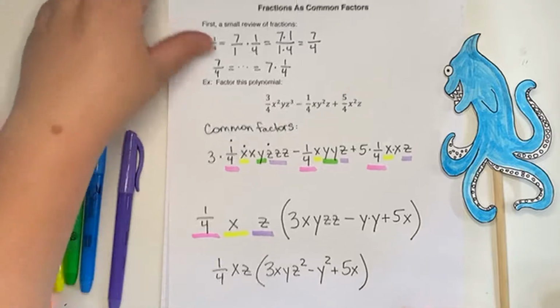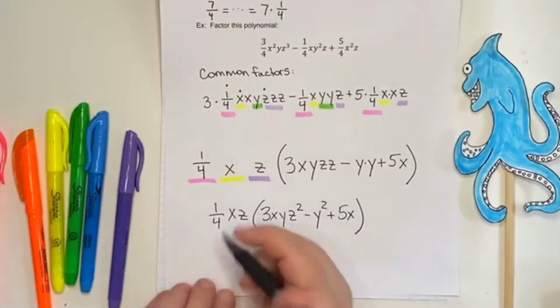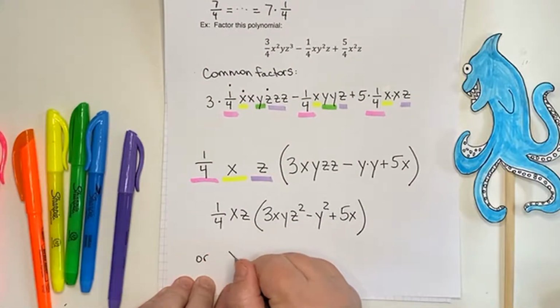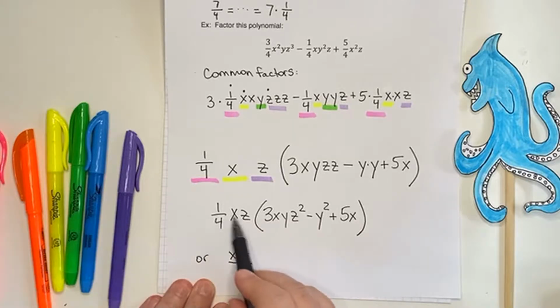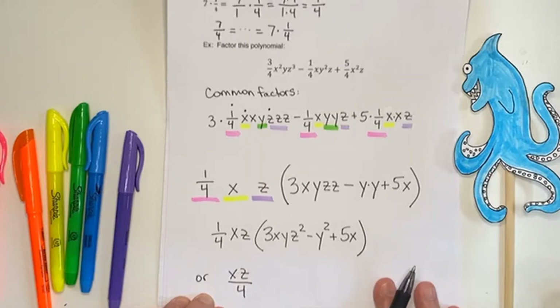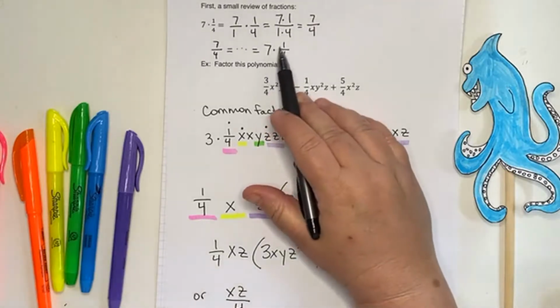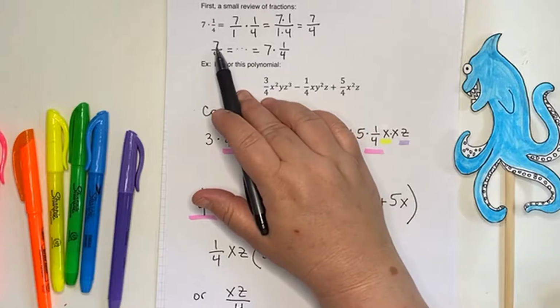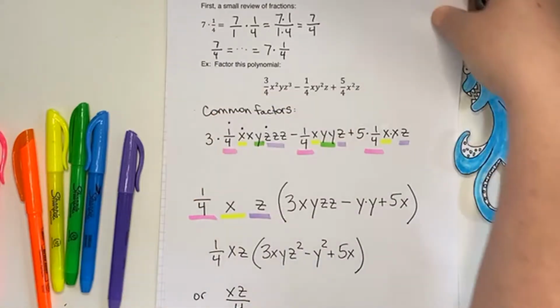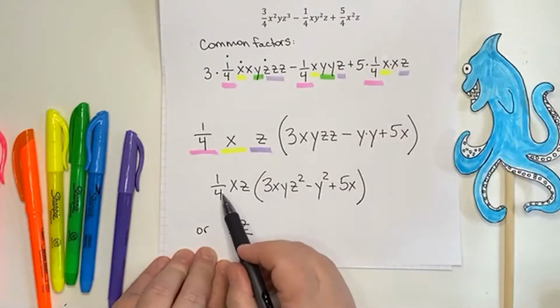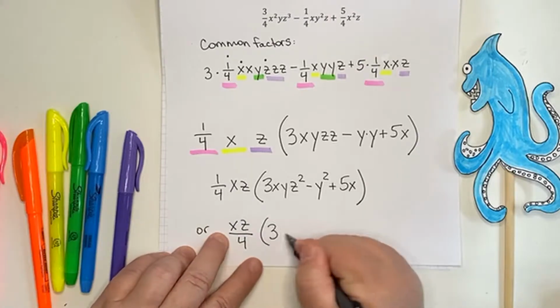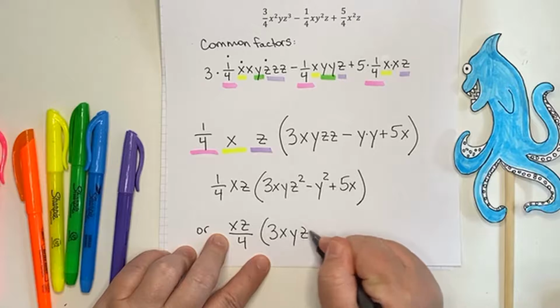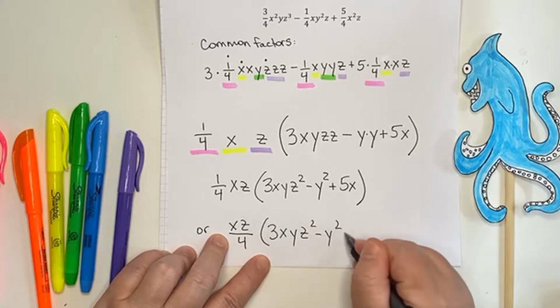Now, sometimes you may be asked to write it like this, to write these two more compactly, writing the x and the z on top of the 4. That's just like when we have the 7 times 1/4, but sometimes we snug the 7 up on top of the 4. So this is a possible answer, and this is a possible answer, and then I have to include this expression, what's in the parentheses.